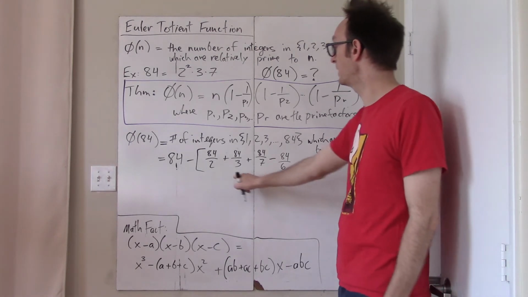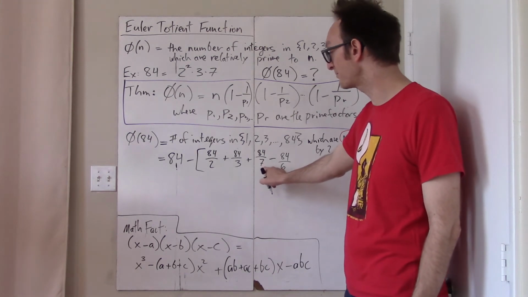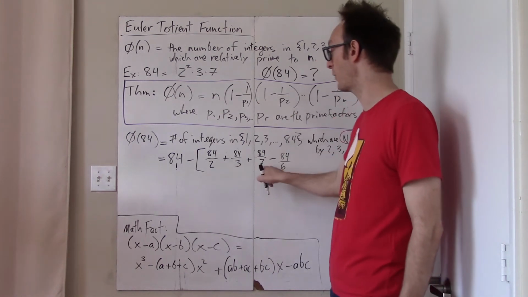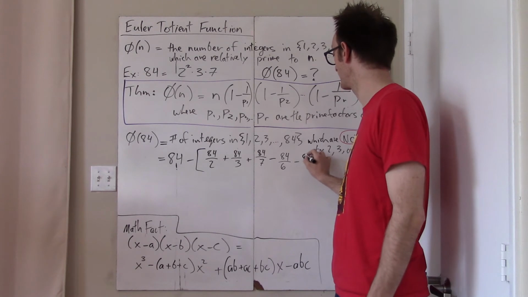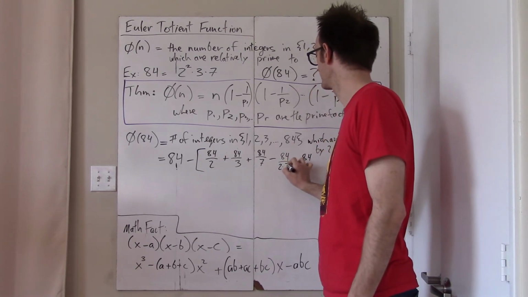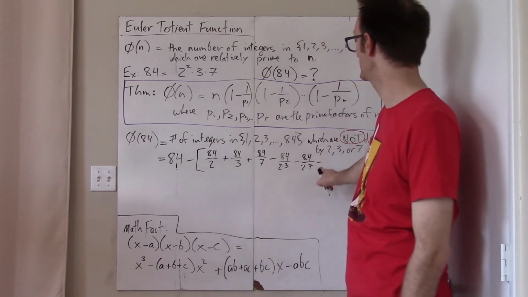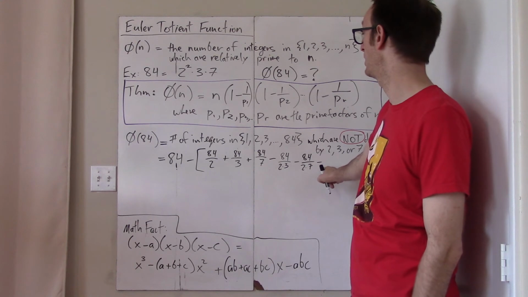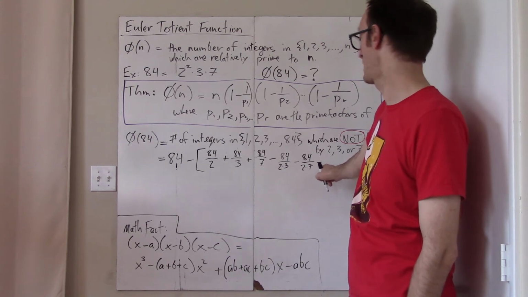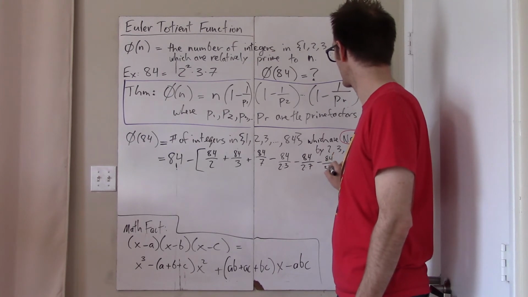Then we also need to count all the numbers which are multiples of 2 and 7. So 14, for example, and 42 got counted twice here. So I subtract out 84 divided by 2 times 3. I'll write this as 2 times 3, I think it's more clear. And this is 2 times 7. And then we also need to subtract out all the numbers which are multiples of 3 and 7. So that's 84 divided by 3 times 7.